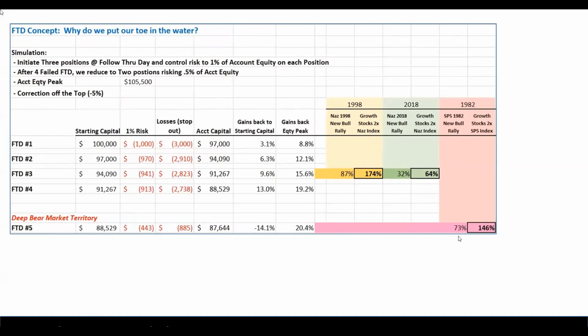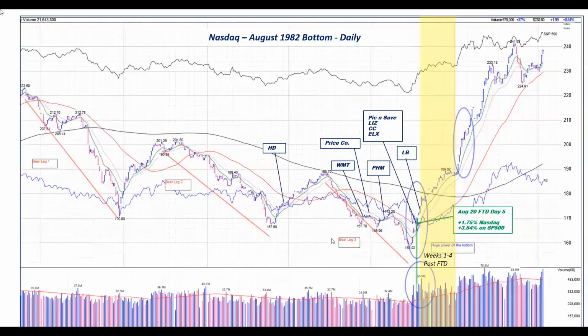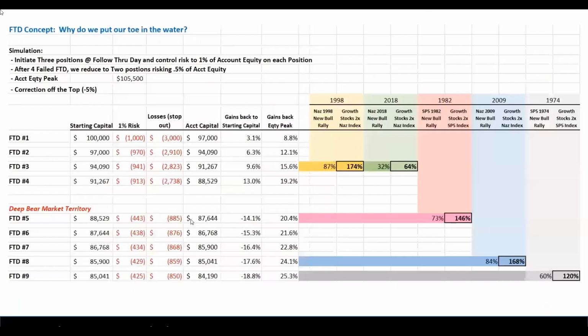subsequent to that follow through day in '82, the S&P ran 73%. And if you were a growth stock investor, you could have been potentially looking at gains double that, of 146%. This is what that looked like. The NASDAQ's bottom in August of '82. You can see the follow through day. There's some of the stocks that were breaking out, and a very, very powerful rally off the lows, which launched a major, major bear market.